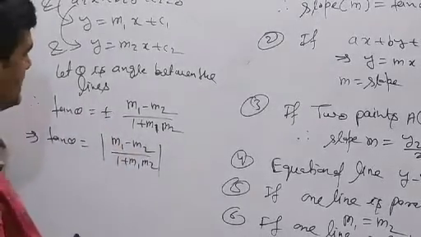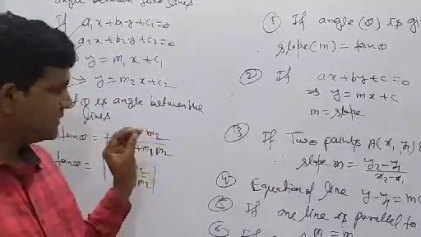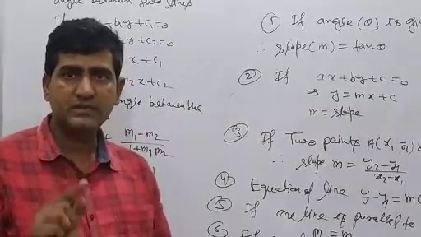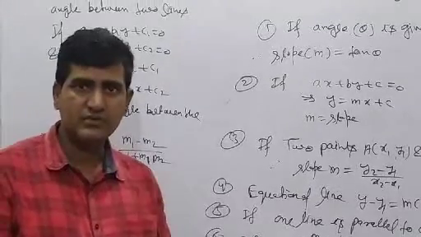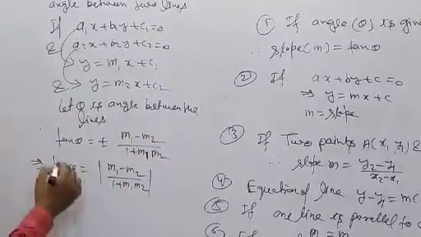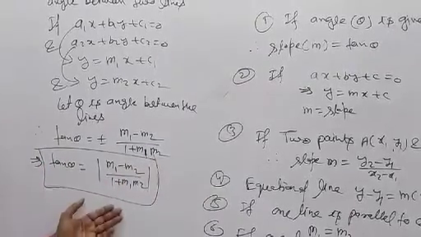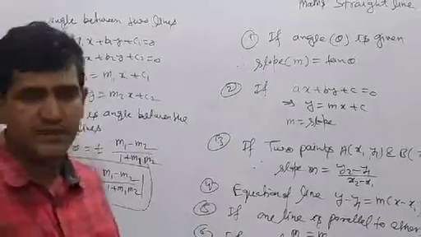We have already completed mod in the quadratic equation. If mod of x is there, x is positive when the function is more than 0, and it is negative when the function is less than 0. Then tan theta is equal to mod of m1 minus m2 upon 1 plus m1 m2. This is an important formula. Understood? I am going to tell an example.